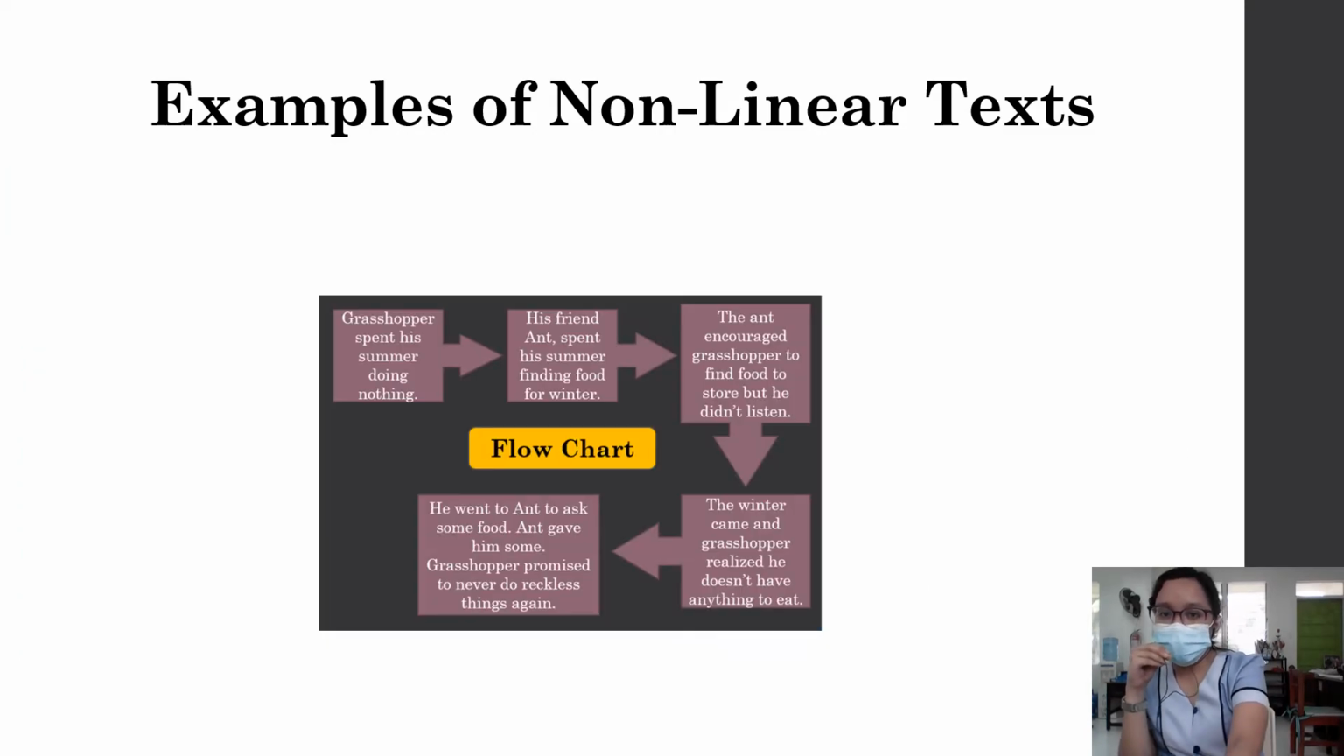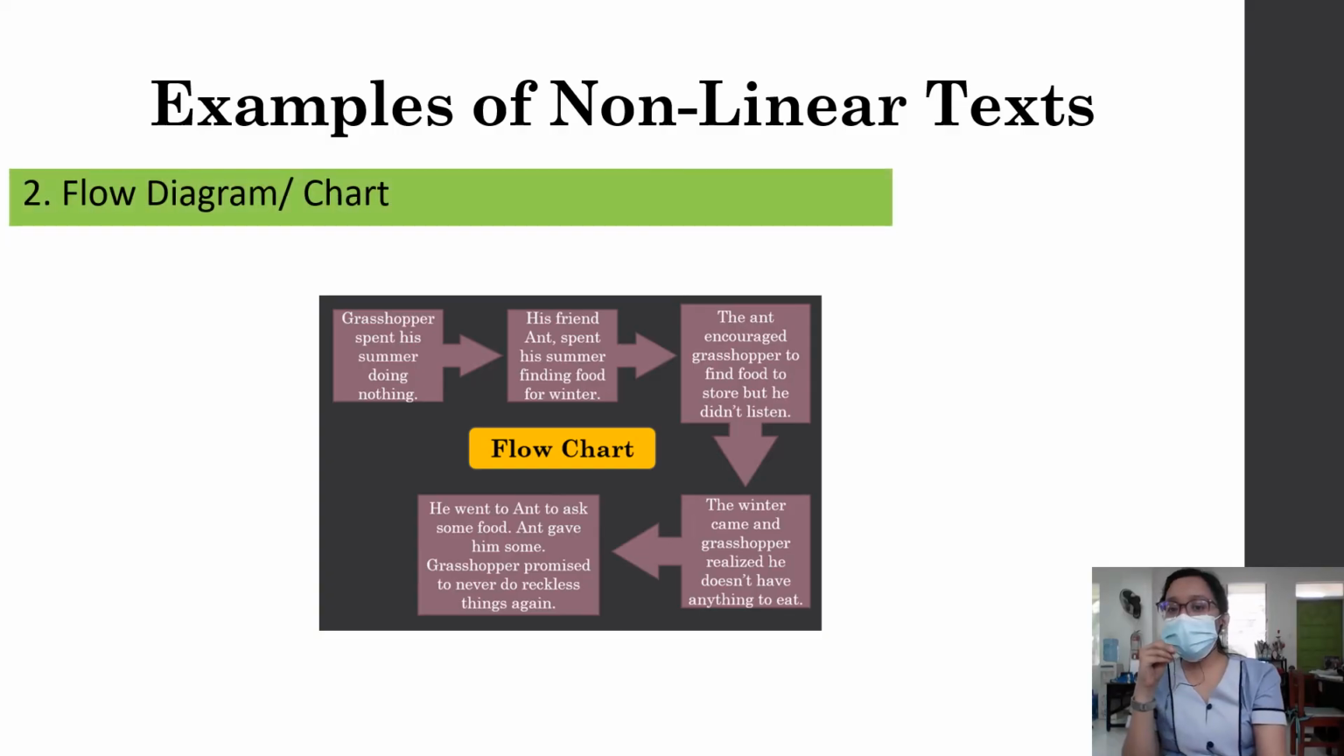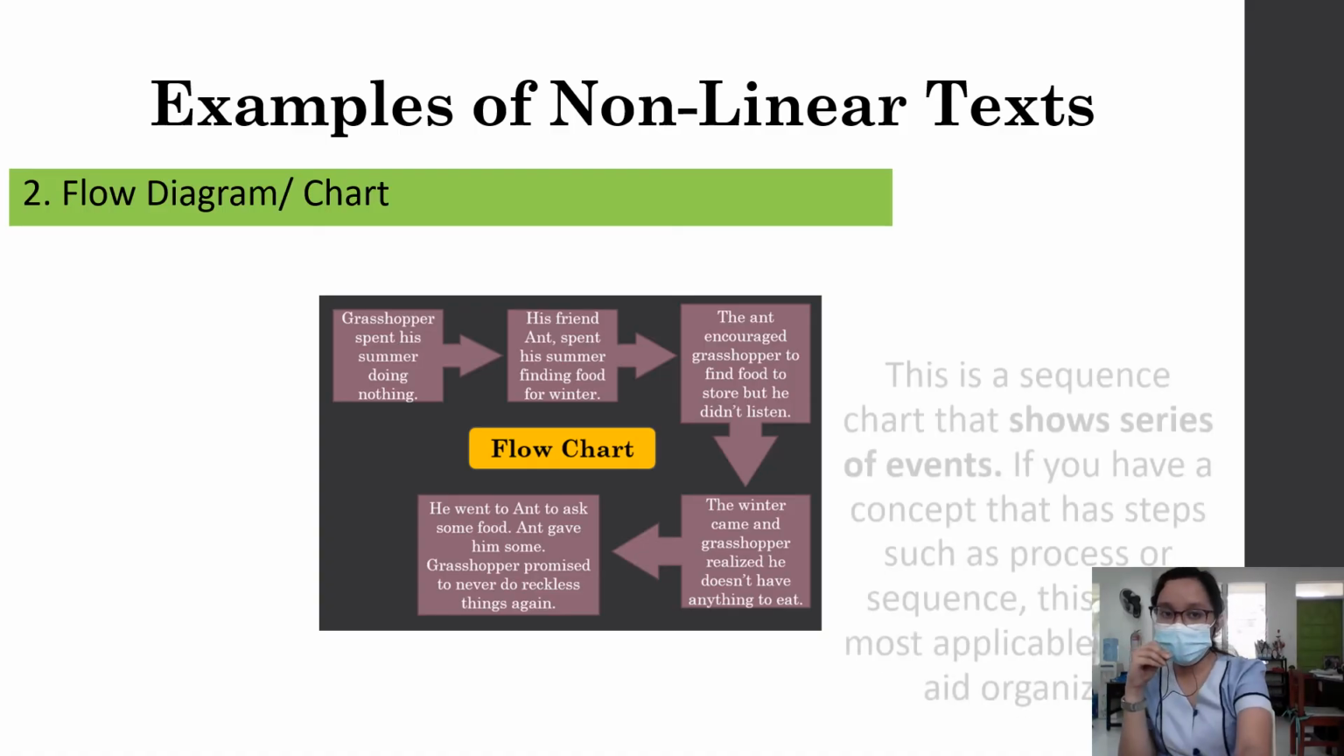So next. This is the most popular type of chart or diagram. It's called a flow diagram or flow chart. We said a while ago that nonlinear texts are non-sequential. So this diagram is the exception to the rule. We have to have a specific sequence because this is a flow chart.